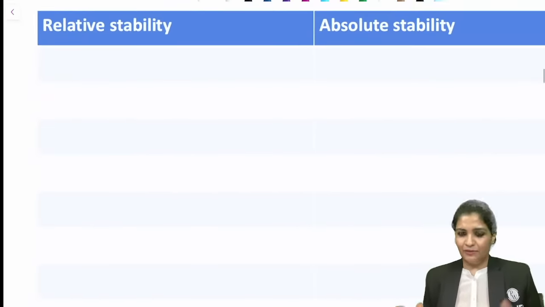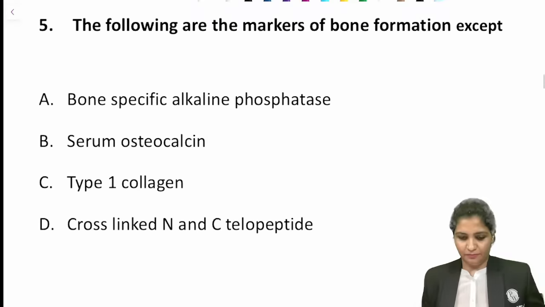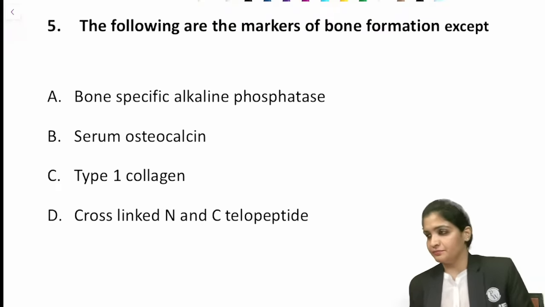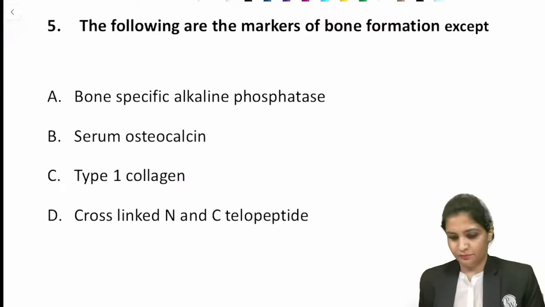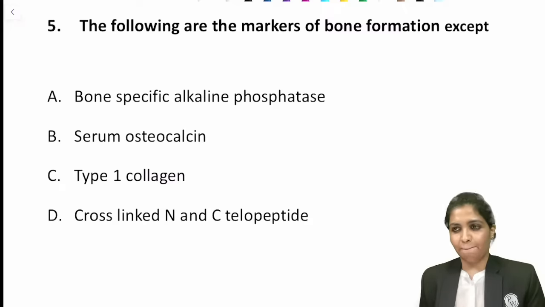So, this is the table. We have already dealt with relative stability and absolute stability. So, let's go to the next question. The following are the markers of bone formation except... So, can you please answer this question?